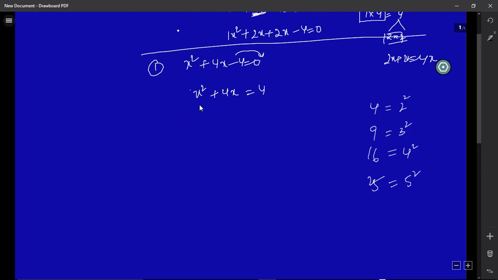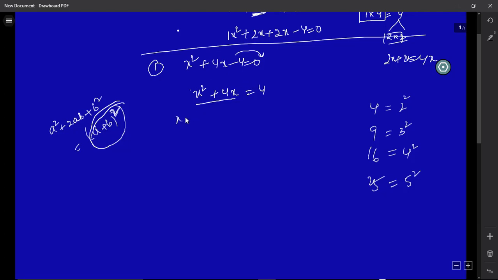Now we will convert this left hand side into this form: a square plus 2ab plus b square. What is a square plus 2ab plus b square? It is a plus b whole square. This way we'll convert the left hand side into the form of a square. Right now we only have the a square plus 2ab terms, we don't have the b square term.